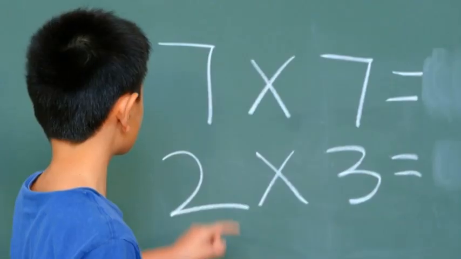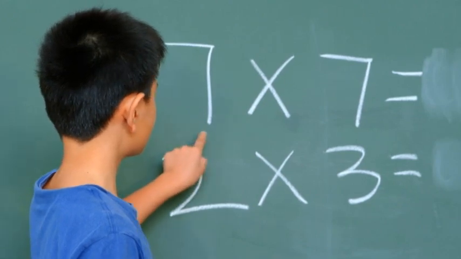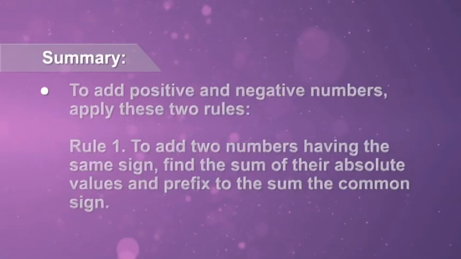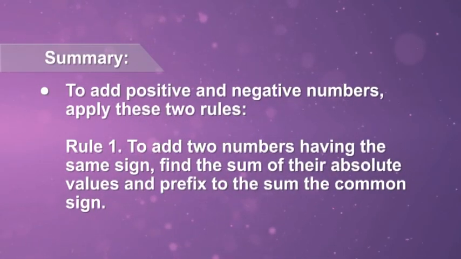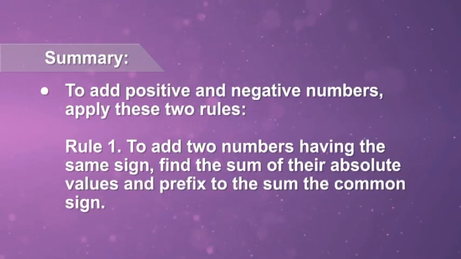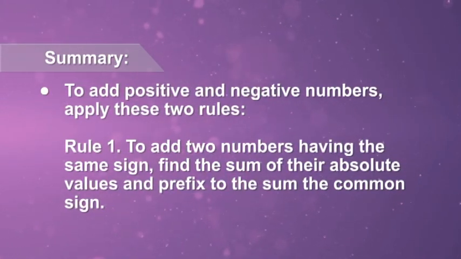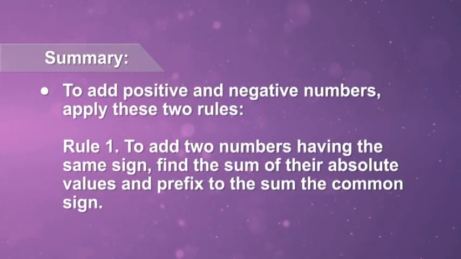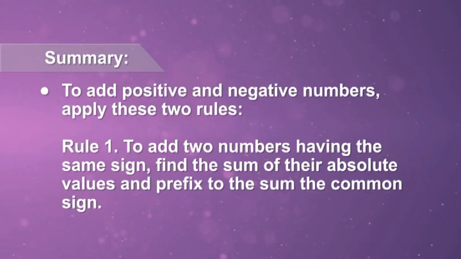If so, that's great. Keep practicing with more examples you can find in the matching lesson when you log on to your online LMS account. Before we move on to multiplication and division of integers, let's look back to what we have learned so far. To add positive and negative numbers, apply these two rules. Rule number 1, to add two numbers having the same sign, find the sum of their absolute values and prefix to the sum the common sign.